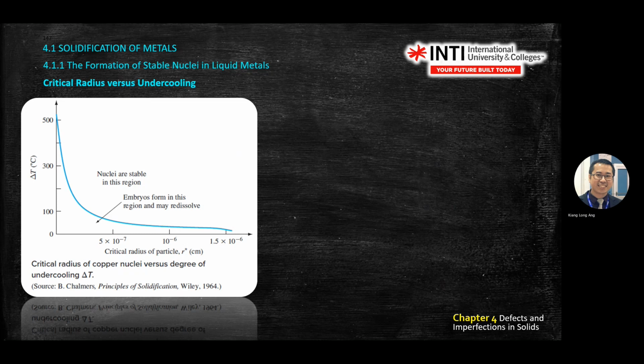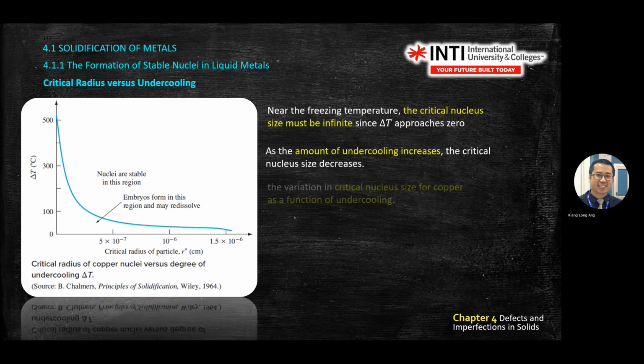On this side, your nucleus is stable. But if it falls within this side, then you have a smaller R star, or smaller radius, and they are called embryos. They will form here, but they will go back because they are too small, and as you continue to give energy, they will melt back to liquid. The rest you read.